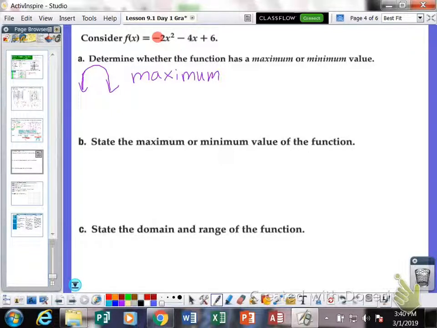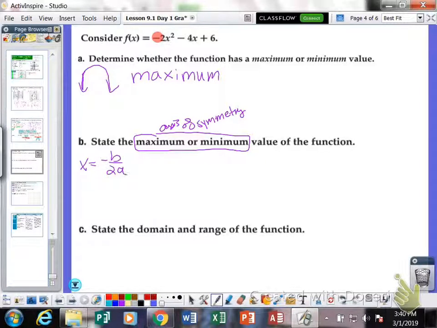Okay, so in order to find this, basically this maximum or minimum is on our axis of symmetry. If we can find the vertex, basically we need to find that ordered pair. So we need to find x equals -b over 2a. X equals the negative from the function, the -4 from the b, over 2 times -2. So x equals 1.